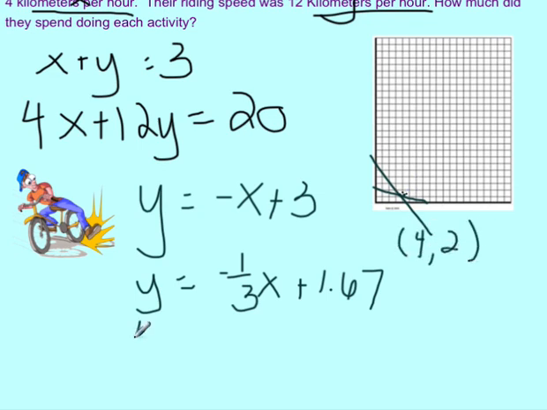Well, what does that mean? That means we spent about 4 parts of an hour walking and 2 parts of an hour biking.